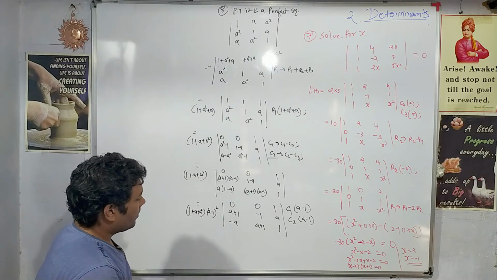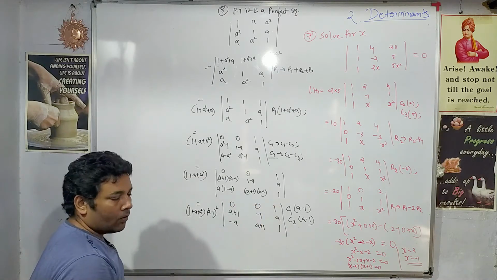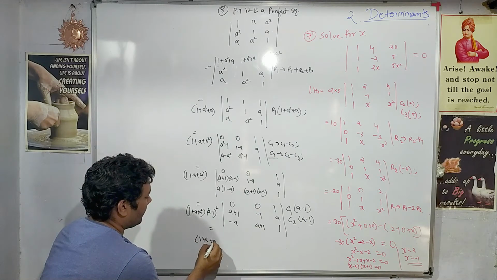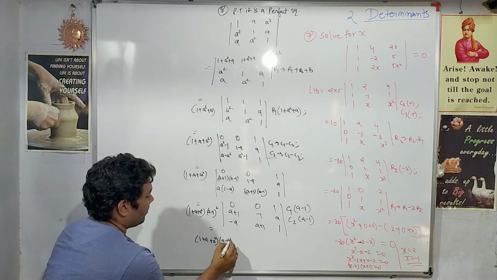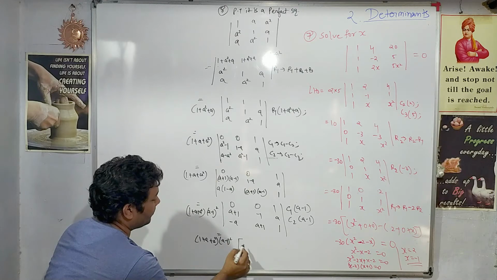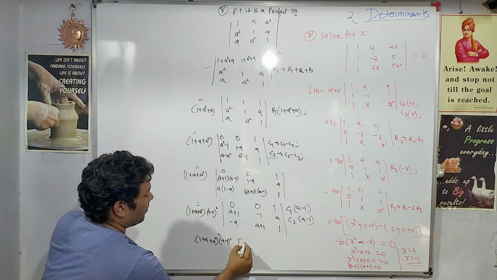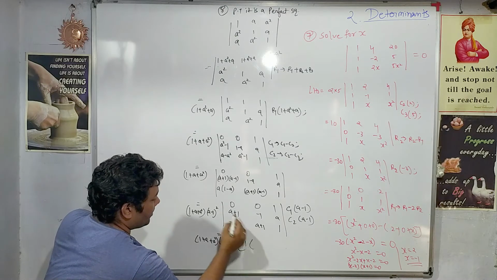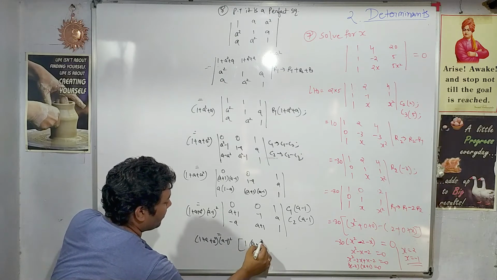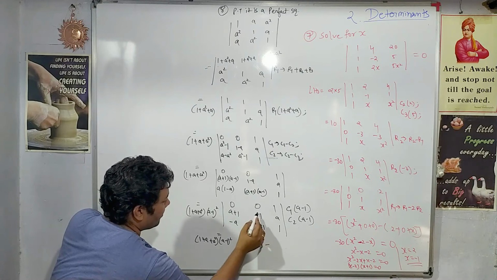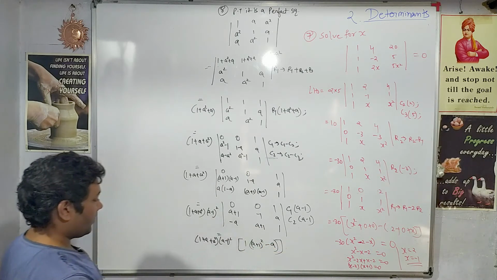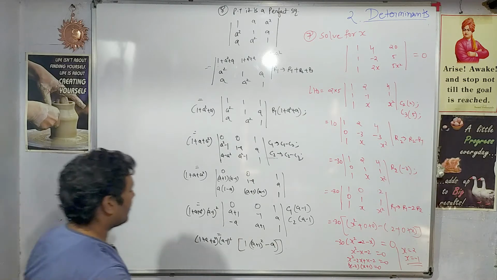Now if you expand along the first row, or use Sarrus' rule, the solution will be a whole square. If I do the expansion along the first row, this will give me 0, 0, so only the last one remains. A plus 1 into a plus 1, that is a plus 1 whole square, minus this, which will give me plus a. So that is it.